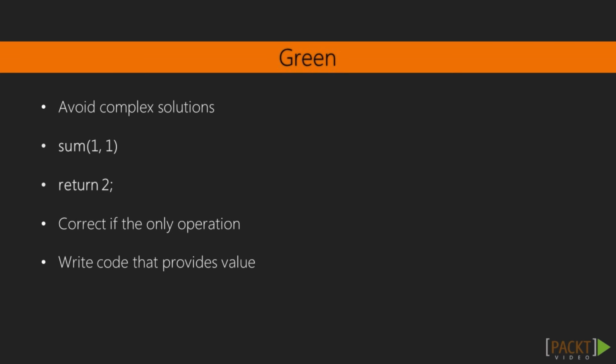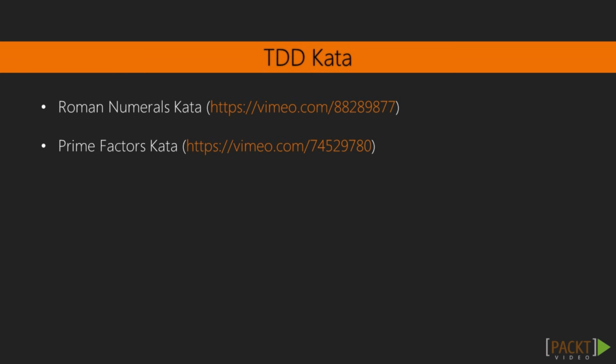Your brain might be screaming that that is not correct and it should be implemented to sum any value. It is correct if the only operation you would do is the sum of 1 and 1. It is better to move to writing code which provides more value to the business. I would suggest to watch the following testing kata videos. The language used is PHP, but what is important to take from them is how your mind should think when using test-driven development.